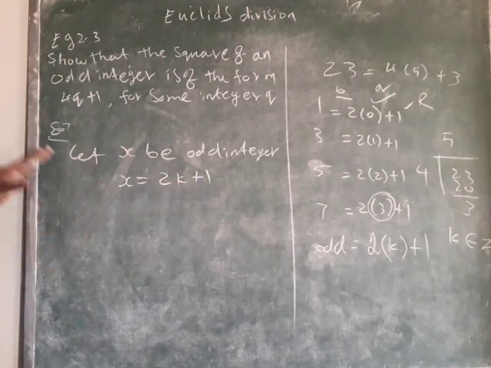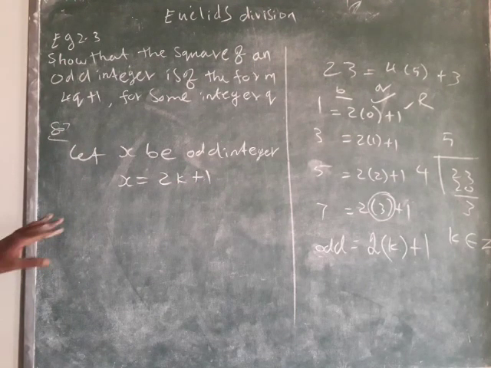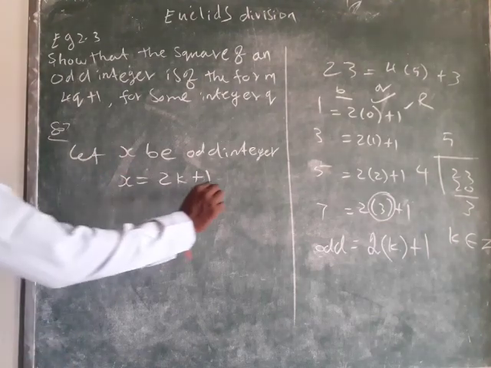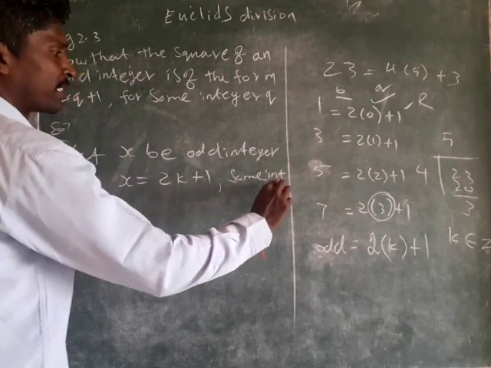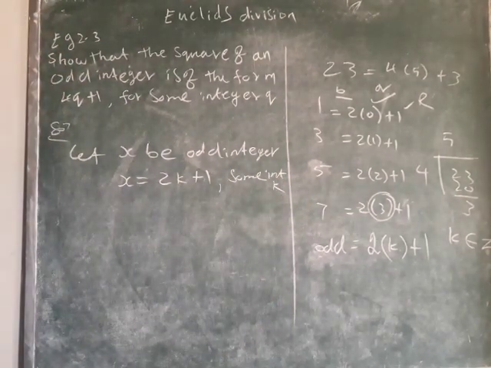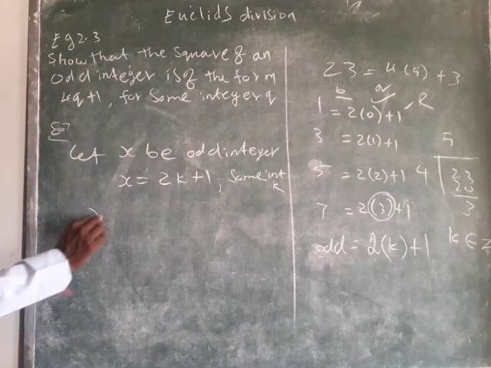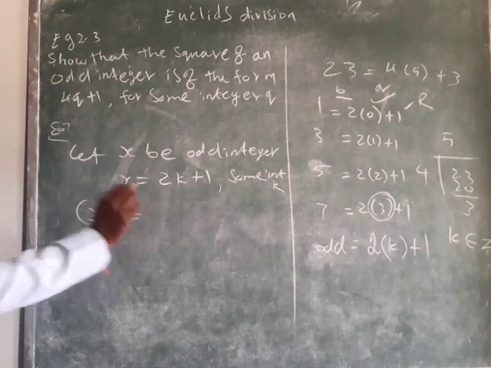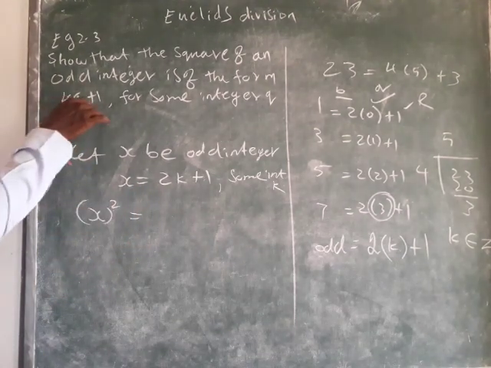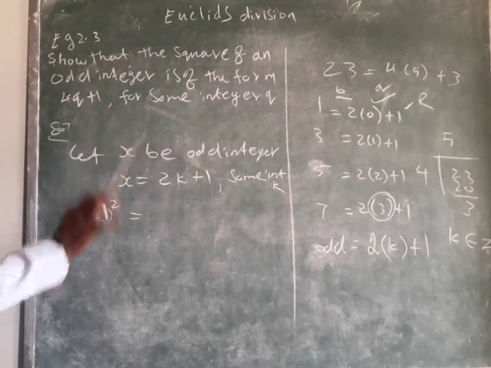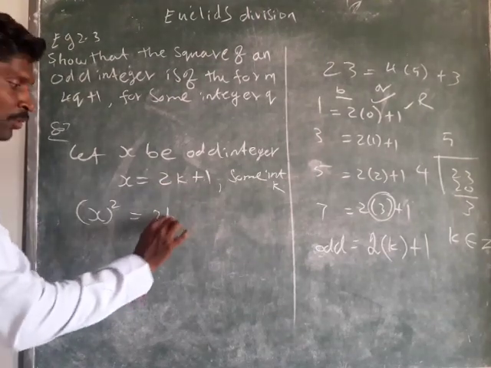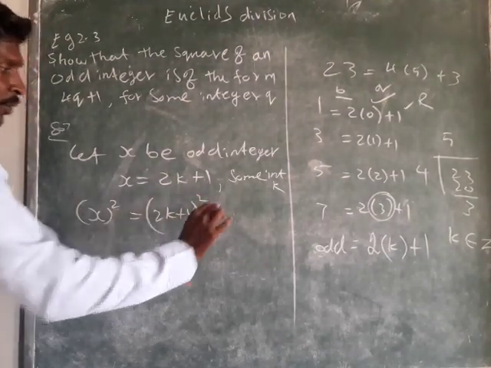What is the question? They asked for the square. The square of an integer, we can write in the form of 4q plus 1. So x squared I want to find. x is some odd integer, and I assume x equals 2k plus 1, so the whole square, (2k plus 1) squared.